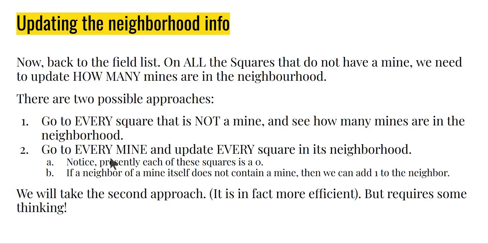And we know that around every mine, so right now, if you look at the field list, every mine is, let's say that square is 9, but around that is all zeros. But then if you find that, look, around a mine, if the square that we're talking of itself does not contain a mine, then add 1 to the neighbor. And in fact, this will work. It requires a bit of thinking why it works. We'll talk about it, but let's see this approach.